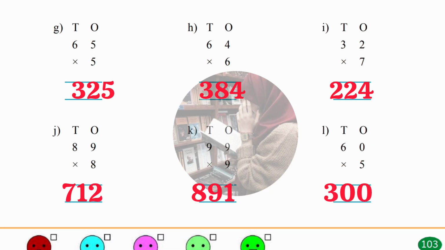7 carry forward, write down 2. 8 8 is 64. 64 plus 7 is 71. Got it? Next one. 99 multiplied by 9.